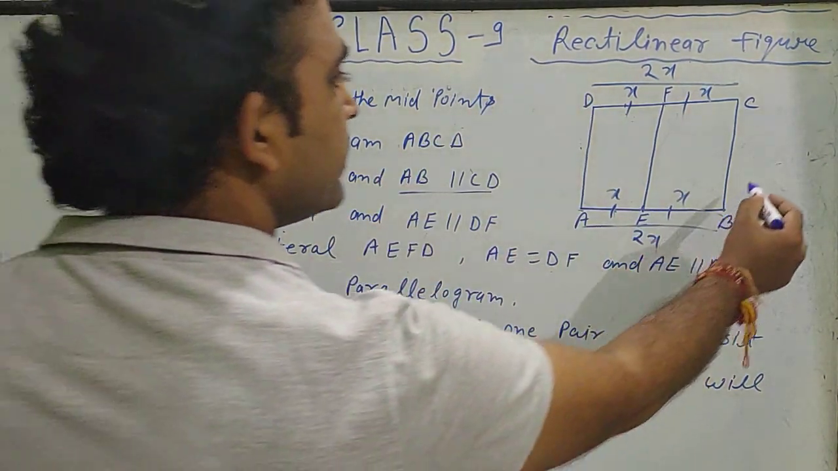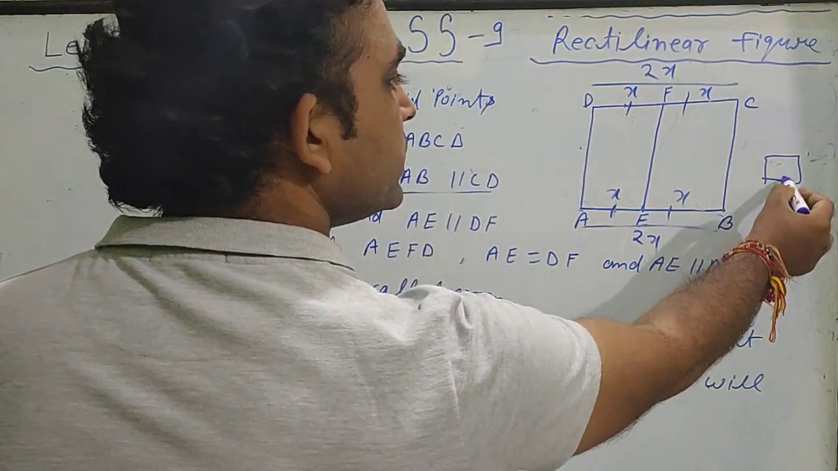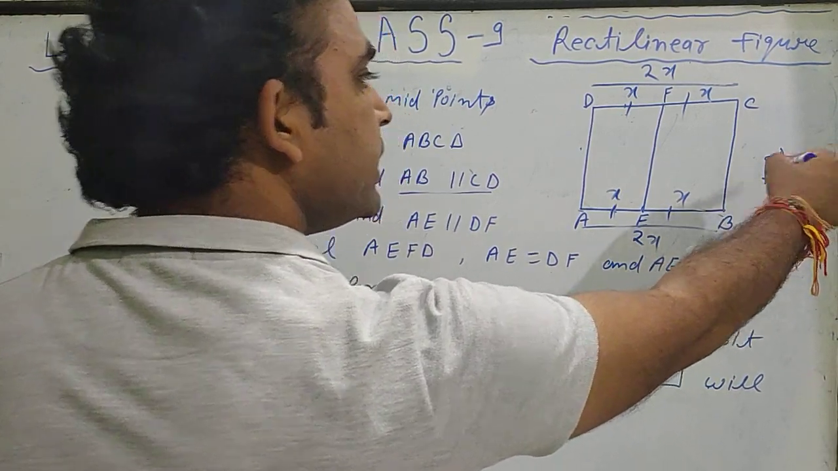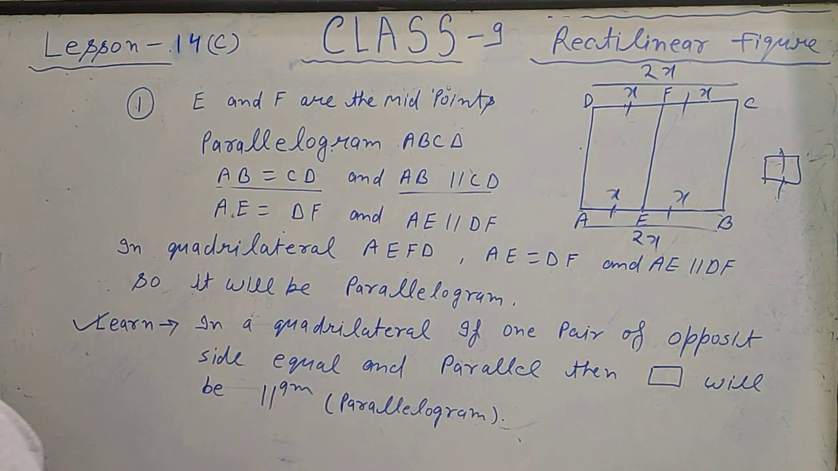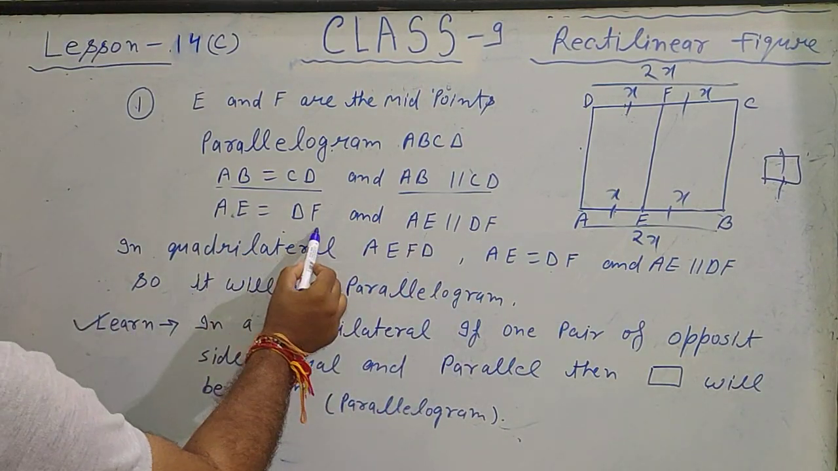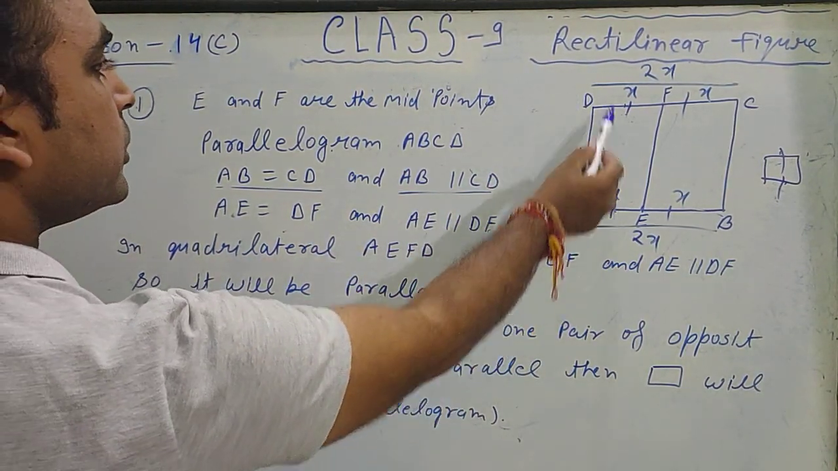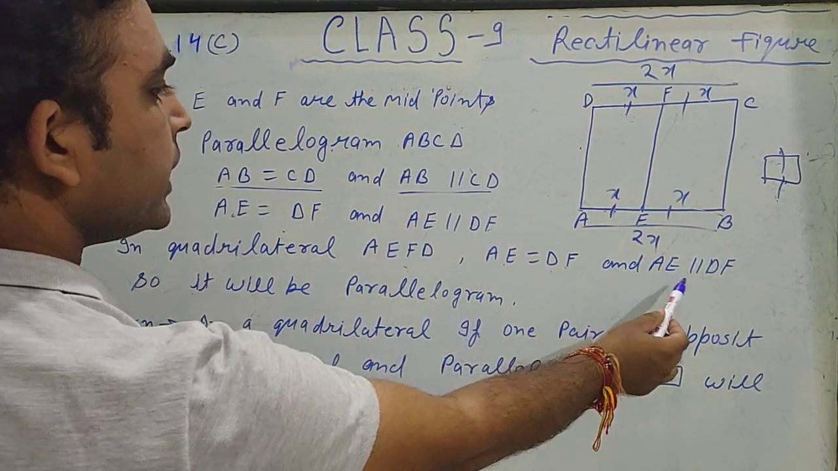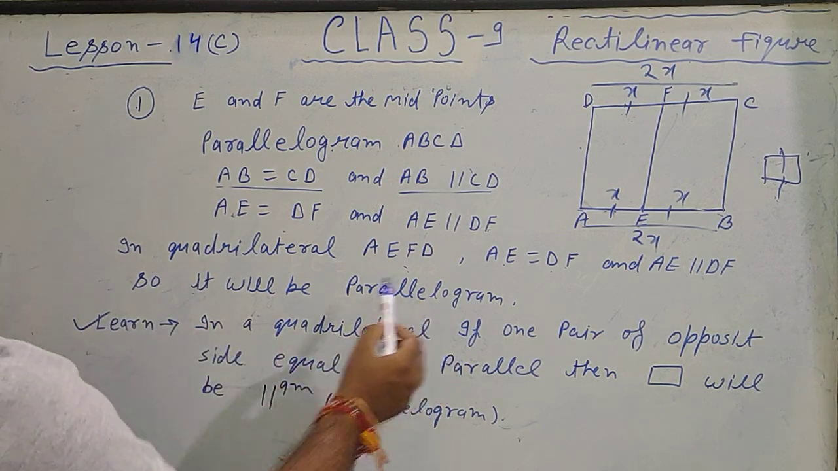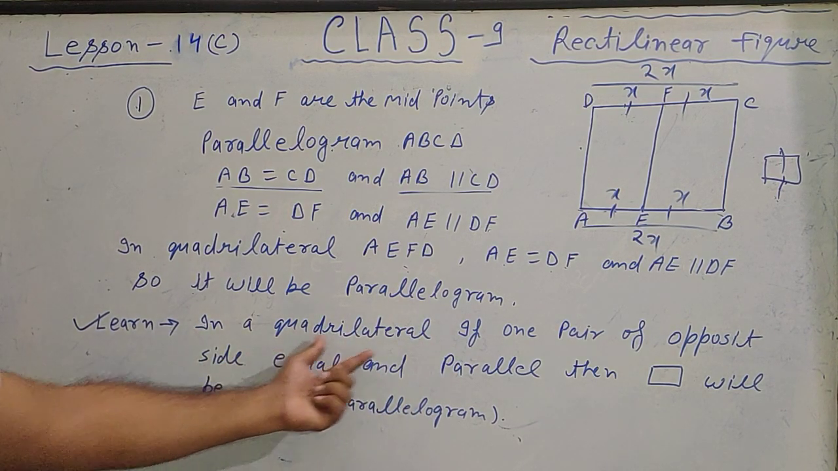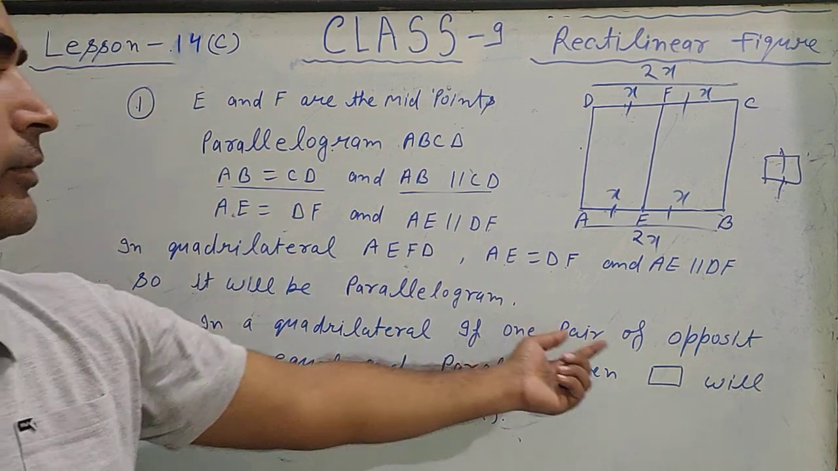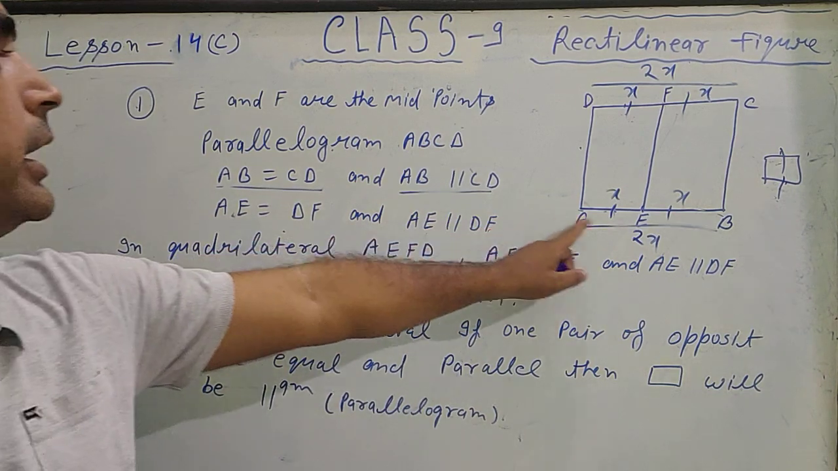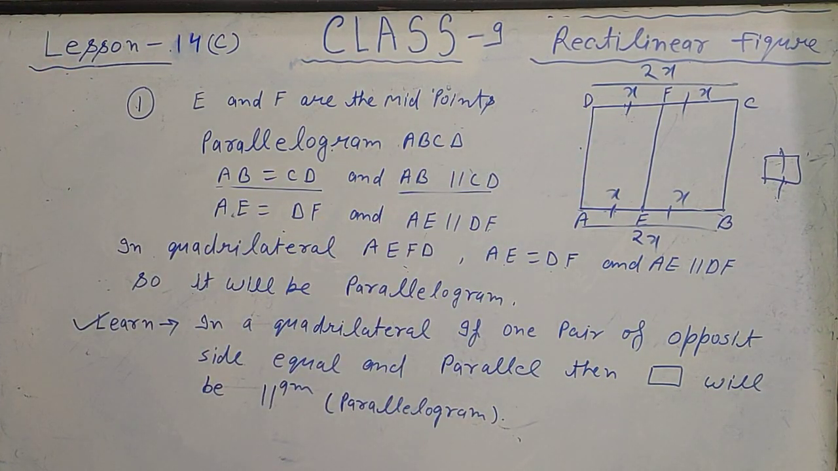In any quadrilateral, if you find that this side is equal to this side and this side is also parallel to this side, then that quadrilateral will be a parallelogram. So AE is equal to DF and AE is parallel to DF. So in the quadrilateral AEFD, AE is equal to DF and AE is parallel to DF, so it will be a parallelogram according to this theorem. Means in a quadrilateral, if one pair of opposite sides is equal and parallel, then it will be a parallelogram. So AEFD will be a parallelogram.